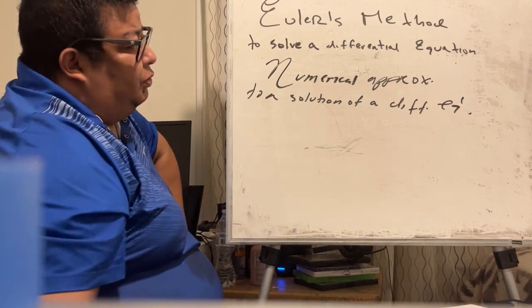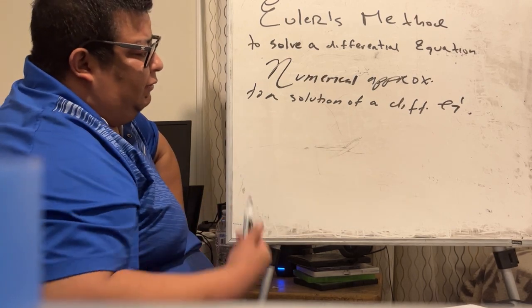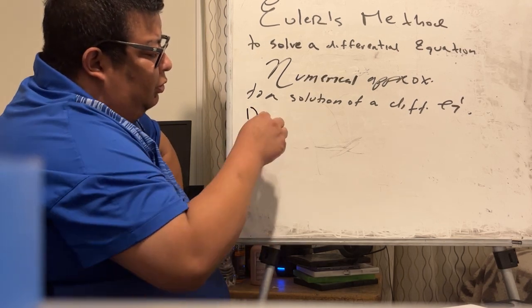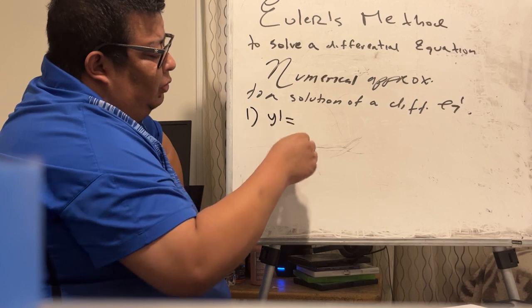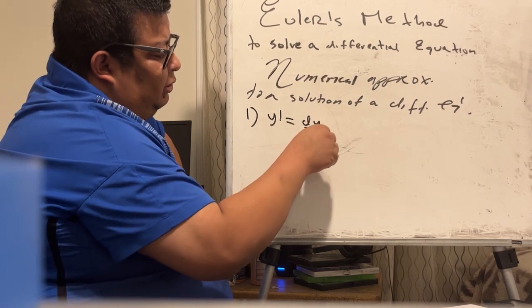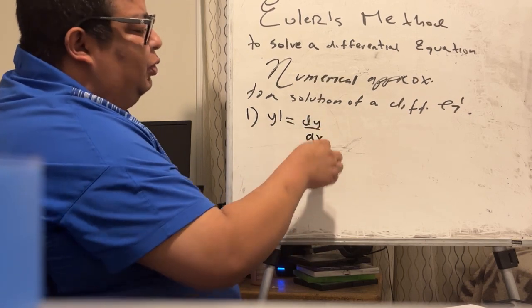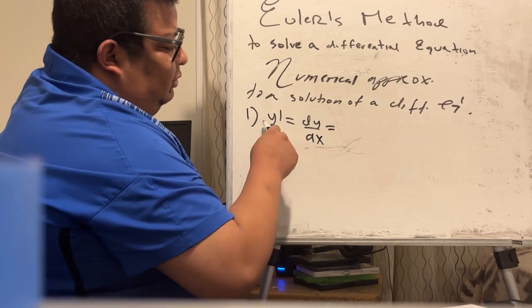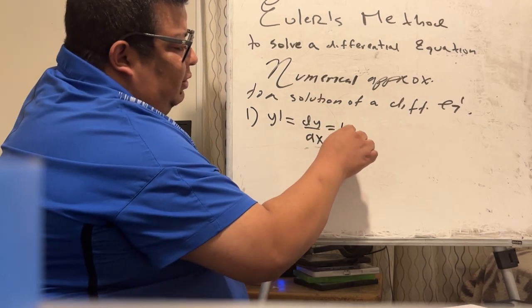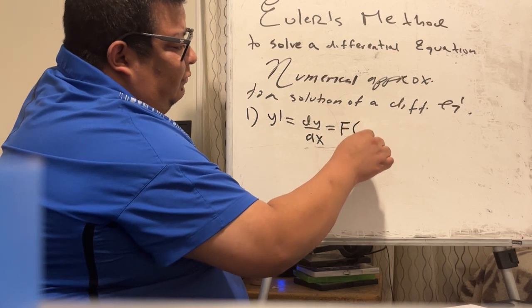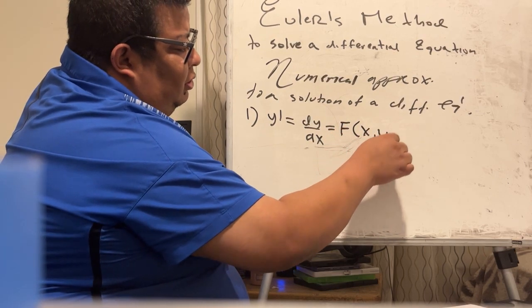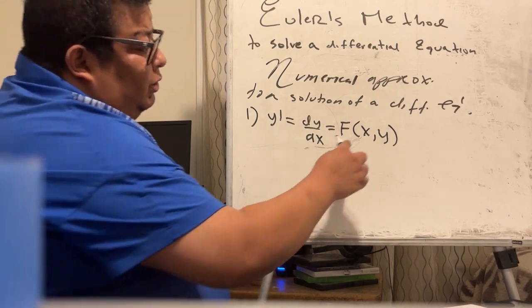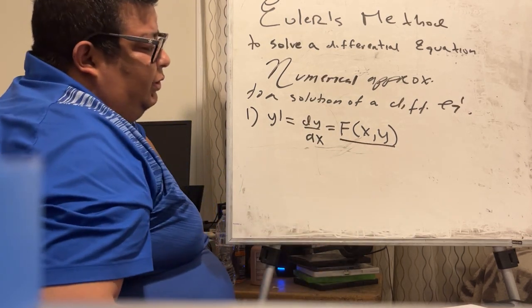So whenever you want to use Euler's method, you're going to be given three things. The first thing, you're going to be given y prime, or dy dx, or you have to solve for dy dx or y prime. And then that y prime is going to be a function F in terms of x and y. So this is needed for Euler's method.